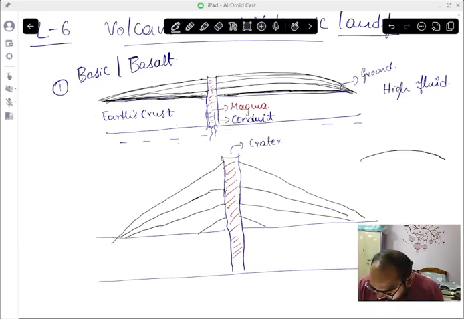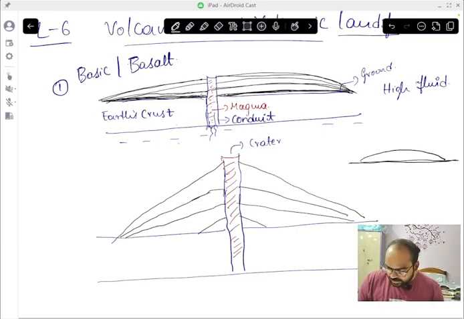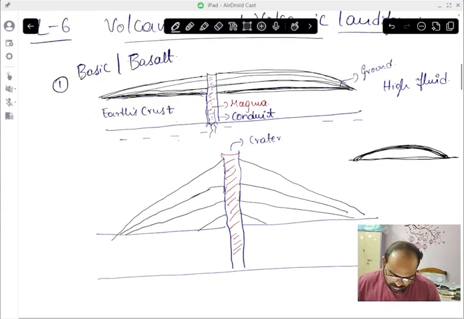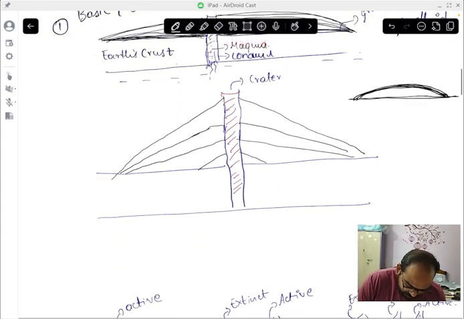If this is the ground, the volcano will be like this. It is somewhat flattened in nature. This is the shape. This dome shape is called a shield volcano. It is formed due to basalt, basic lava. The second type is acidic.